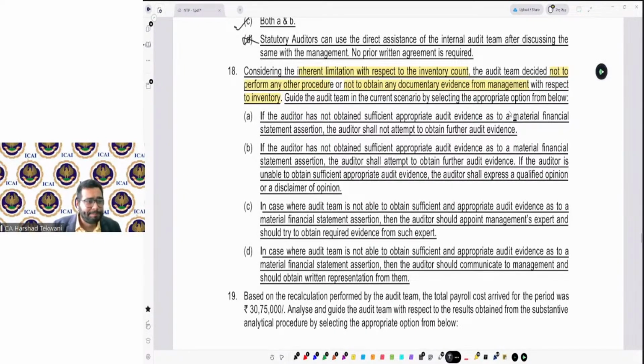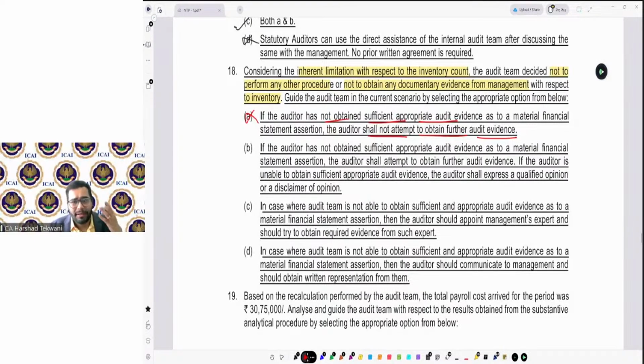In the current case, let's say for example, option A, if the auditor has not obtained appropriate audit evidence, then he shall perform additional procedures rather than not attending to further audit evidence. So this is contradictory in its sense: not obtaining sufficient appropriate audit evidence and shall not obtain further audit evidence. That is wrong. How will you give comfort? How will you express opinion? That's why A is incorrect.